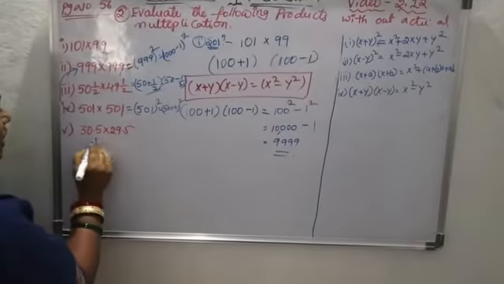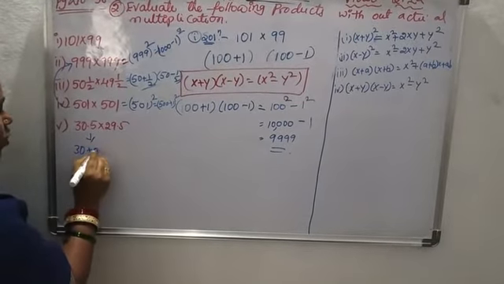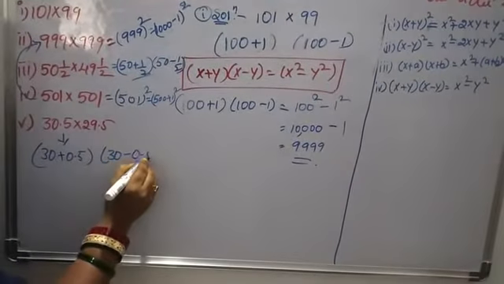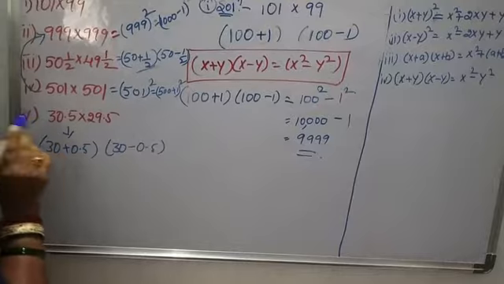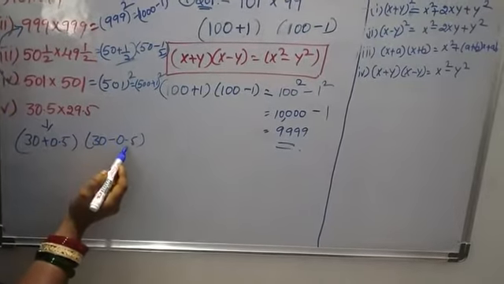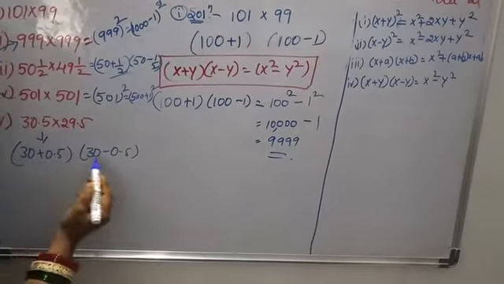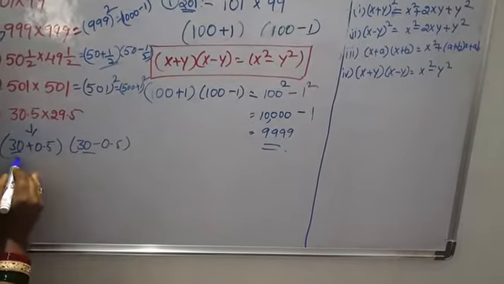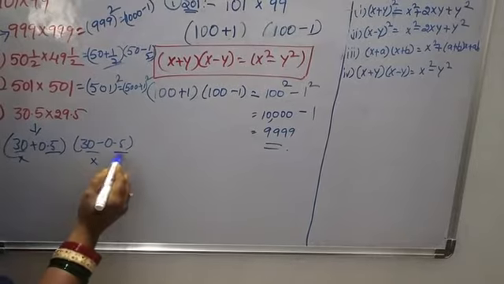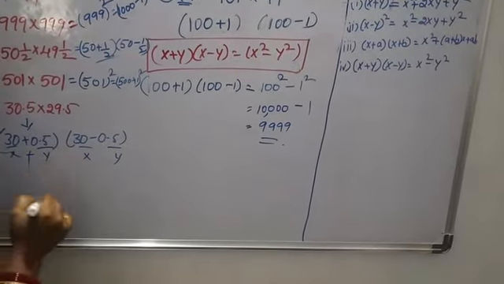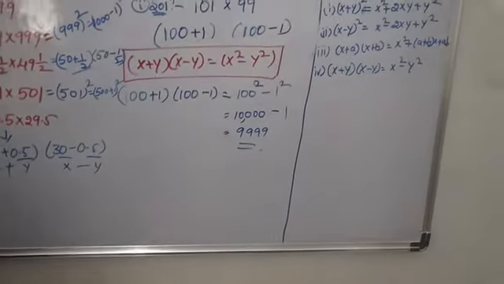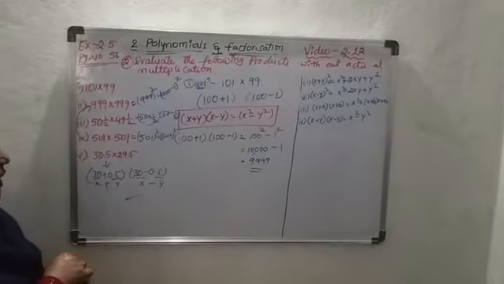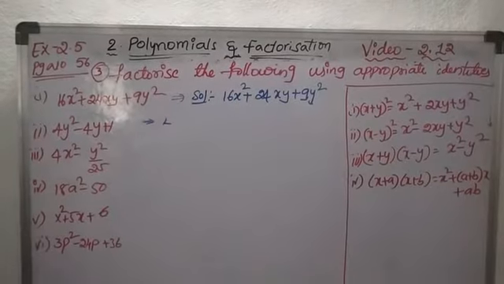Now the last one is 30 plus 0.5 into 30 minus 0.5. 30 plus 0.5 you will get 30.5, and 30 minus 0.5 you will get 29.5. So the product of these two you will get as the answer. The first term is the same, take it as x. The second term is the same, take it as y. Here the symbol is plus, here the symbol is minus. We have this formula x plus y into x minus y. So through this we will complete the remaining problems.